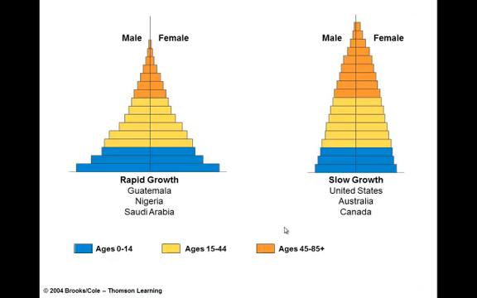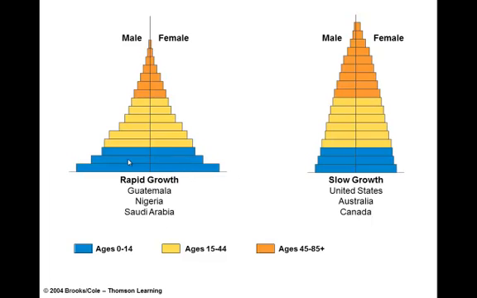So here's a way to depict 2 populations growing at different rates. The one at the left is growing very rapidly. The one at the right is growing much slower. You can see that there are 3 age classes. The orange is the oldest, the yellow is kind of medium, and the blue is the youngest. It's the yellow that's reproductive. The orange is post-reproductive, and the blue is pre-reproductive.